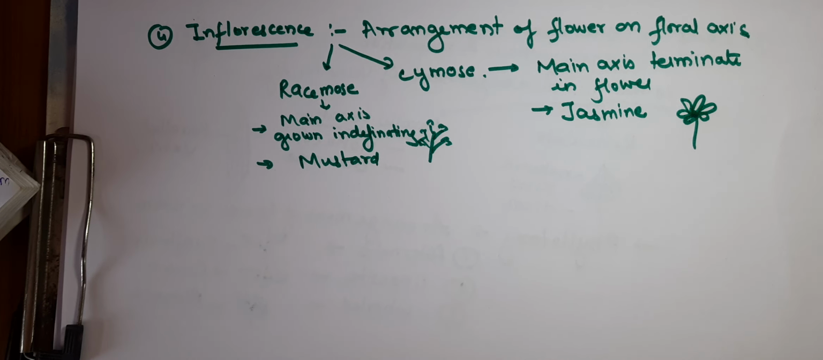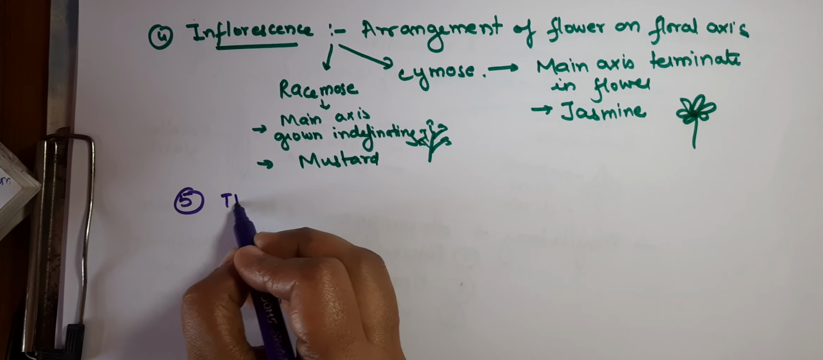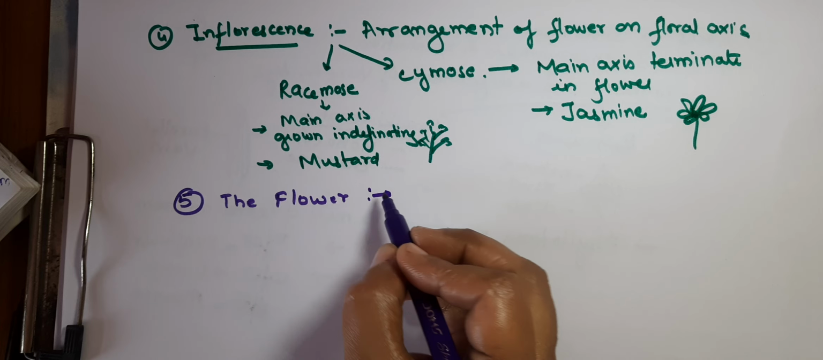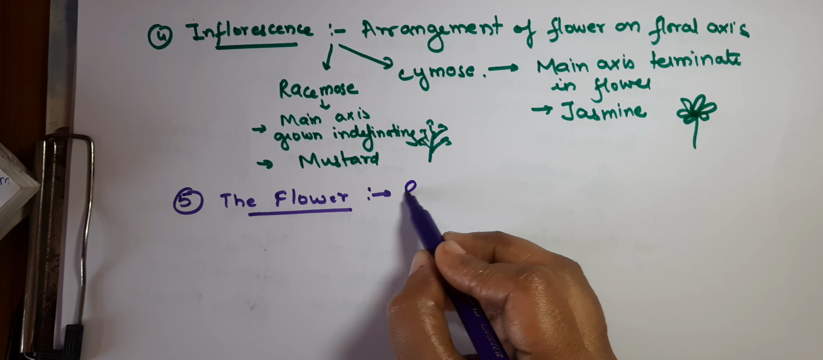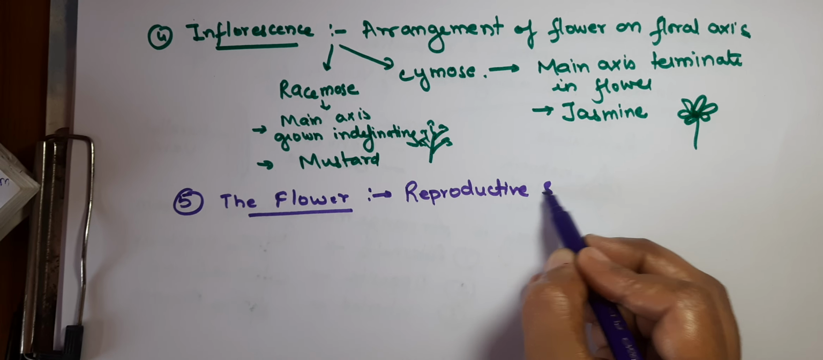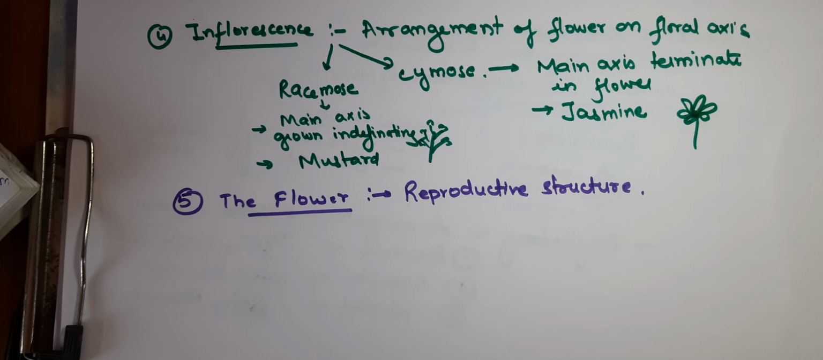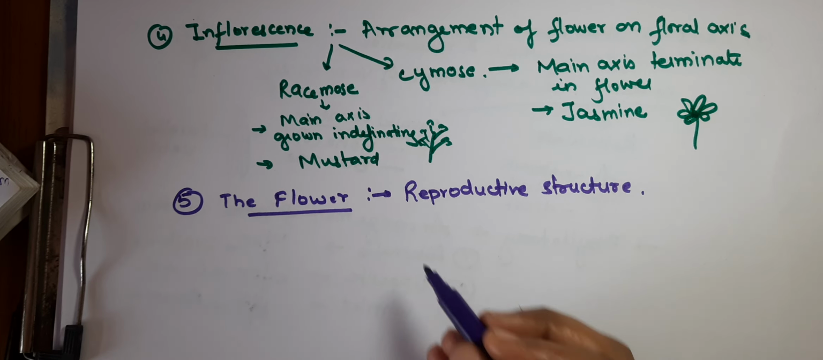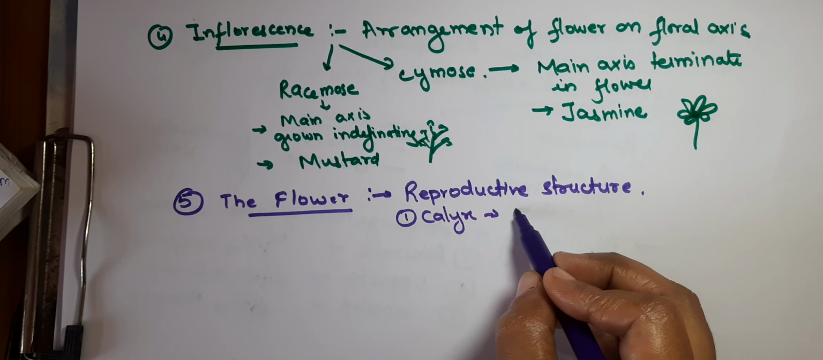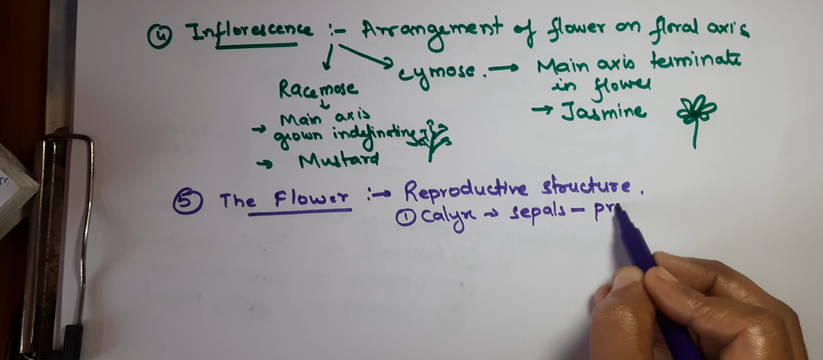The fifth one is the flower. So students, we know that flowers are the reproductive structure in the angiosperm. And there are four main parts of the flower. The first one is the calyx. It includes the sepals, and the sepals will protect the flower bud.